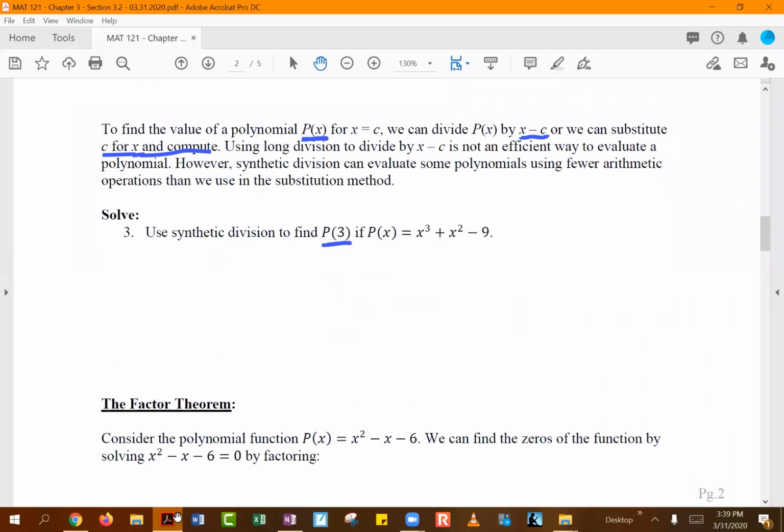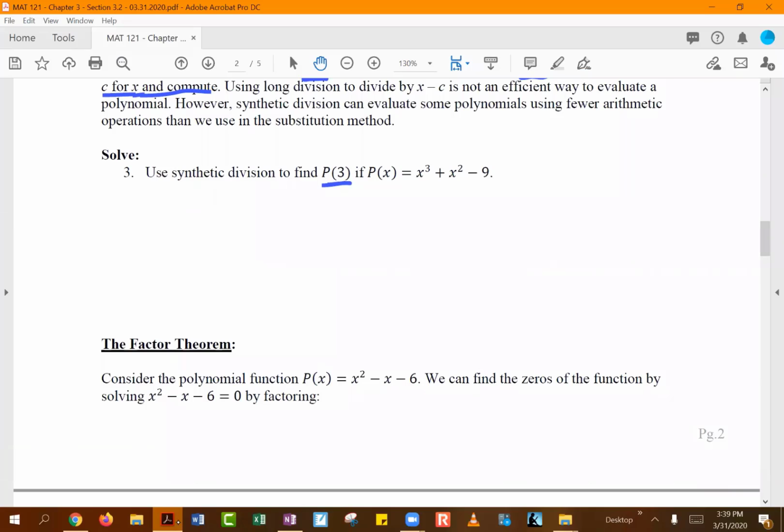So as you can see, that synthetic division goes by pretty quickly as compared to our long division. Okay, so that was looking at the remainder theorem. Now we want to look at the factor theorem.